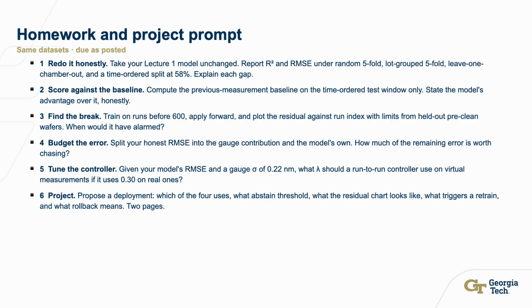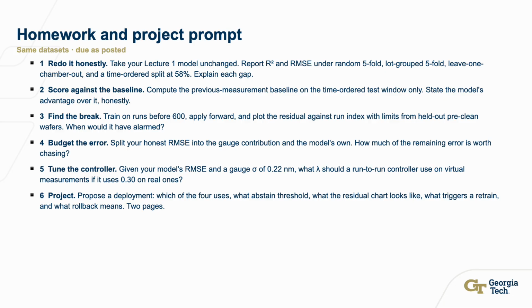Compute the baseline on the time ordered test set only, not on all the data, which is the mistake that makes the comparison flattering. Then state your model's honest advantage over it. Train on runs before 600 and apply forward, and build the residual chart with limits from the held out pre-excursion wafers. Say when it should have alarmed and which run rule should have fired first.